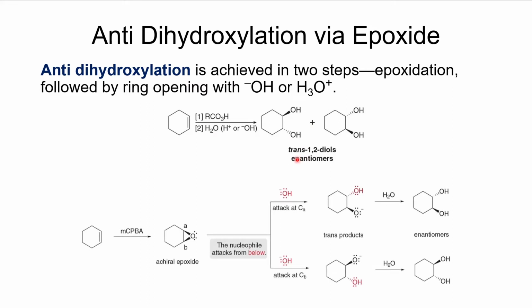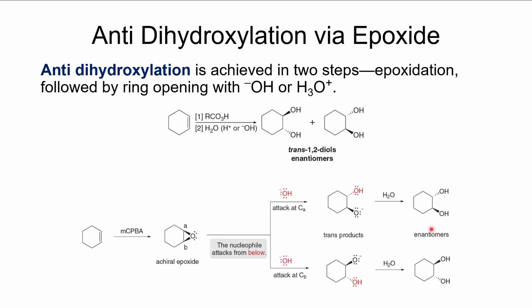All right, so here is a more specific example with the MCPBA. We make the achiral epoxide. In this case, we're using the base, aqueous base. The base comes along, does an SN2 reaction. If it does the SN2 reaction on carbon A, then we'll get this, and we'll get our trans product. All right, and water is just there to protonate, so we'll get the trans 1,2-diol. And if it comes and reacts with carbon B, we'll get this, which is also a trans 1,2-diol.